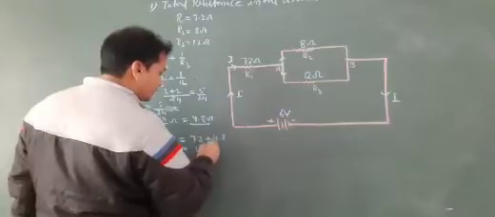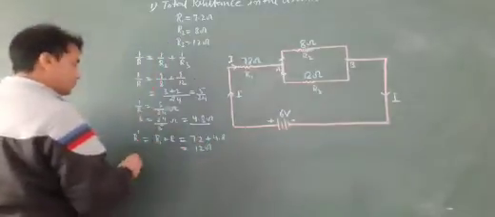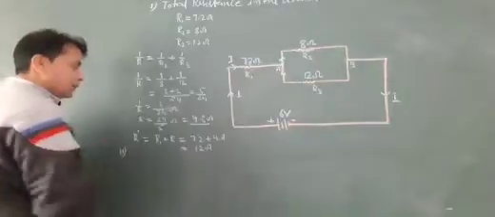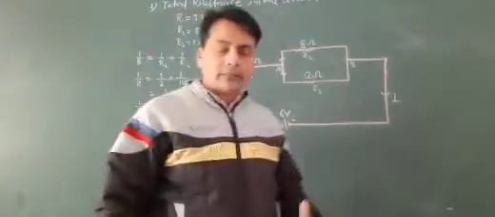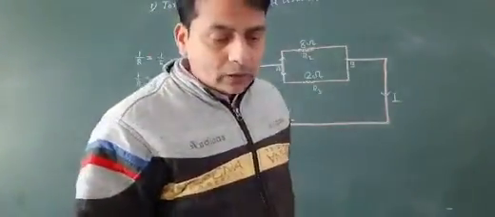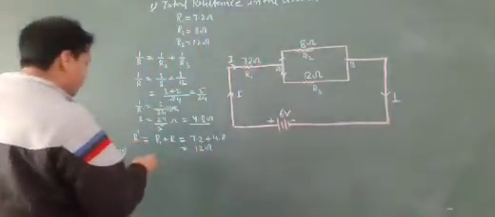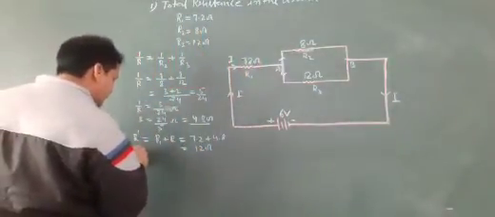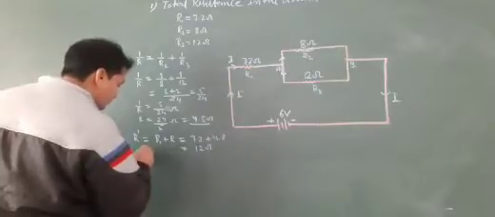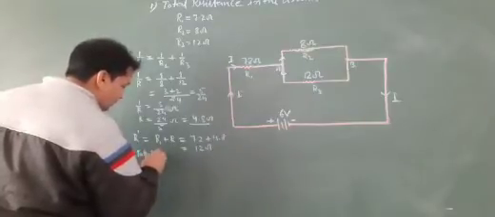So now the second question, according to this circuit, is the total current in the circuit. So now the next question is the total current.